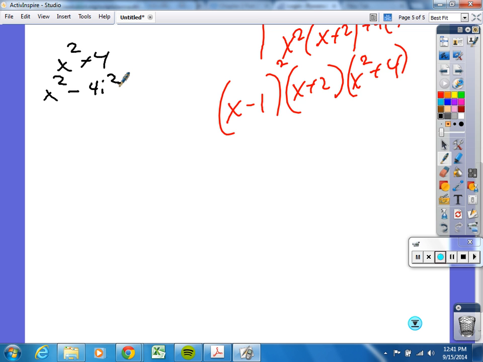Now what is this called? Now it's a difference of squares, isn't it? And I can factor that, can't I? To be what? x minus 2i, x plus 2i, and I would get these values anyway if I went ahead and set him equal to 0.